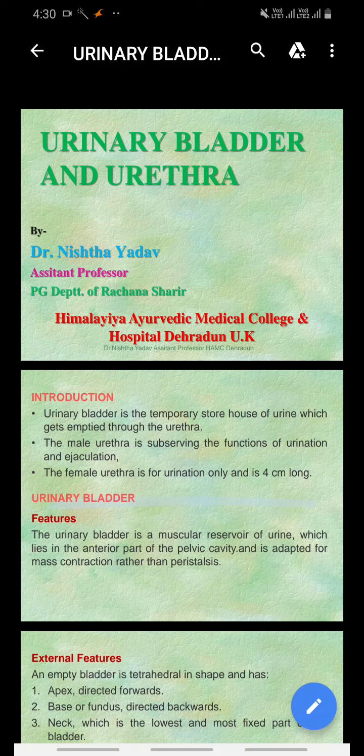All the urine which is formed in the kidney comes through the ureters into the urinary bladder, and from the urinary bladder all the urine goes out through the urethra. Now you have come to know what the urinary bladder is. Now the external features of the urinary bladder.